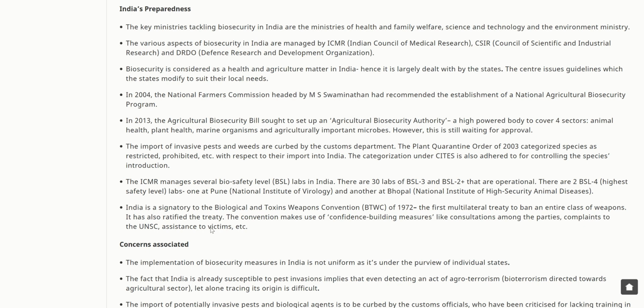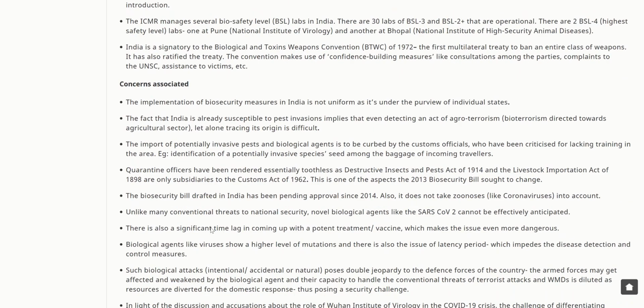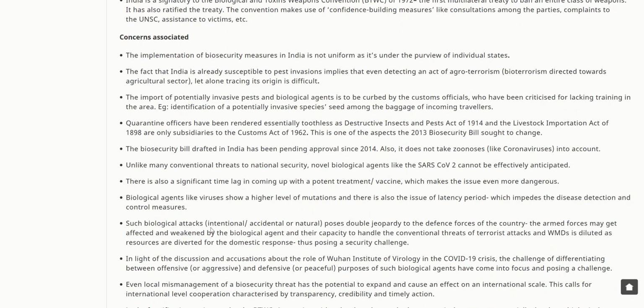India is signatory to the Biological and Toxins Weapons Convention of 1972, the first multilateral treaty to ban an entire class of weapons. It has also ratified the treaty. The convention makes use of confidence building measures like consultations among the parties, complaints to the UNSC, assistance to victims, etc.